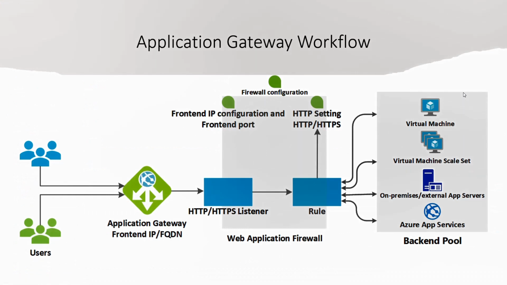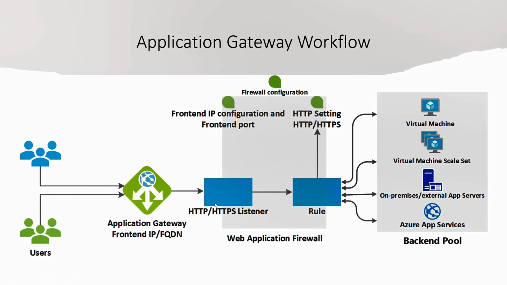Now let's discuss the workflow. So when a user using the web browser hits the IP address of application gateway, it can be the custom domain if you have registered it to DNS, otherwise it should be the front-end IP or the public IP of the application gateway. Once the traffic goes to the application gateway, it goes to the listener.